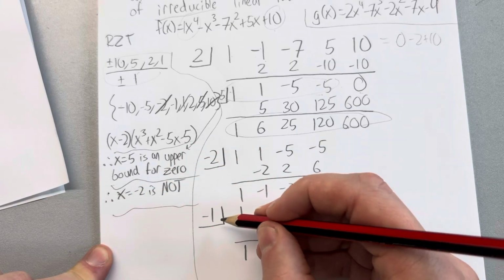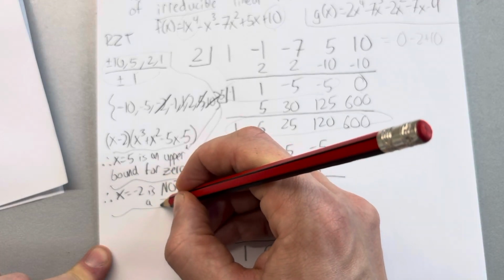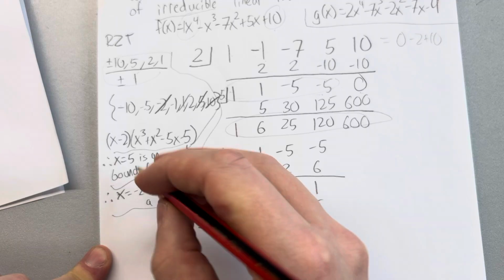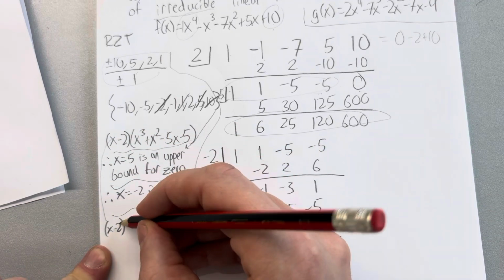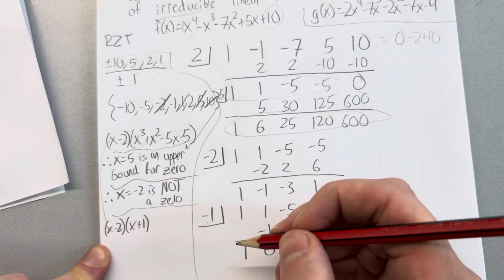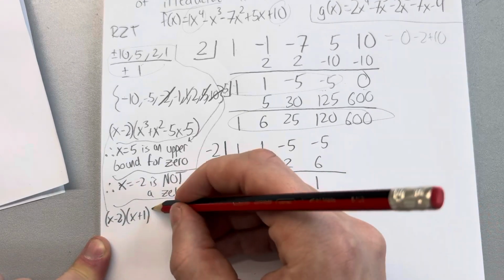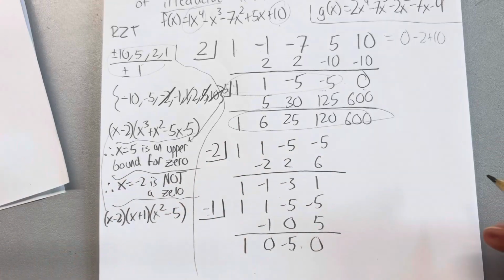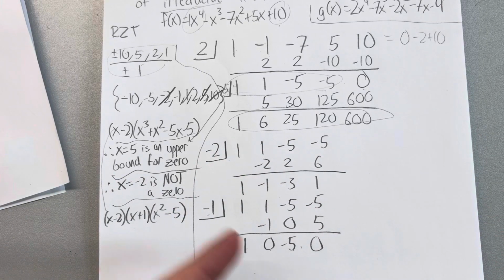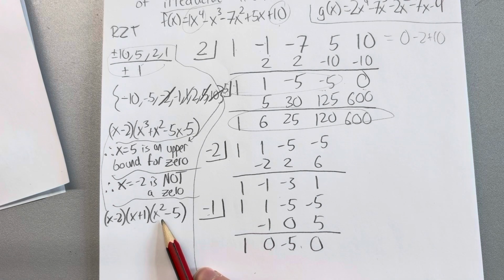Therefore, in my summary statement, I can write that we have x minus 2, which we already knew is a factor. X plus 1 is a factor because negative 1 is a 0. And what we have left is x squared plus 0x minus 5. Now, we could continue using synthetic division, but we would never get another 0 remainder, because we can use our algebra 2 skills to say x squared minus 5 has no rational zeros.